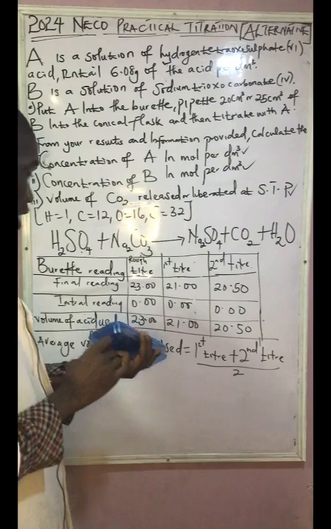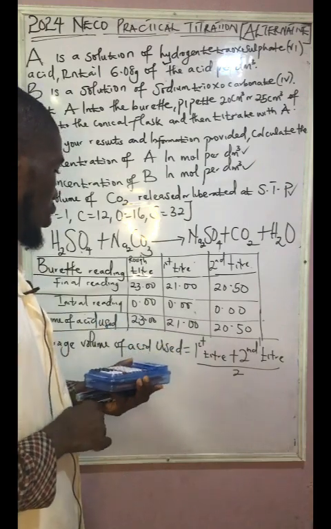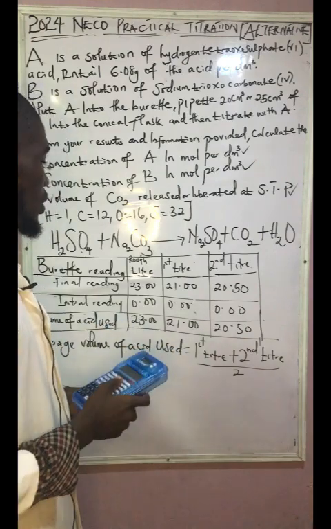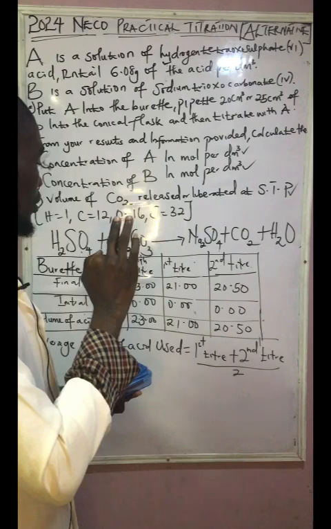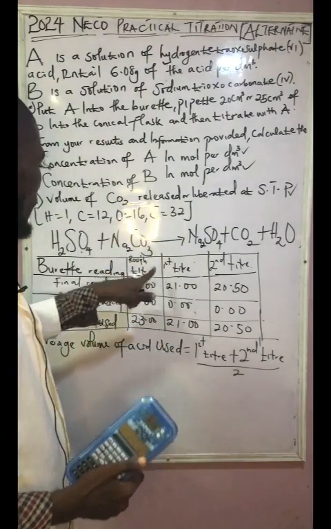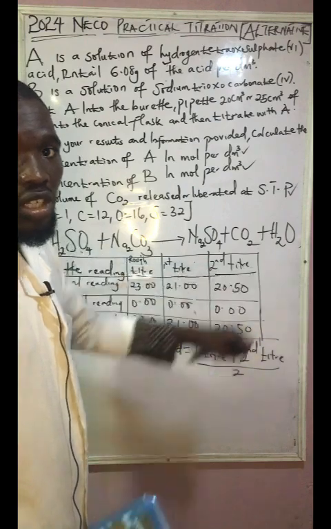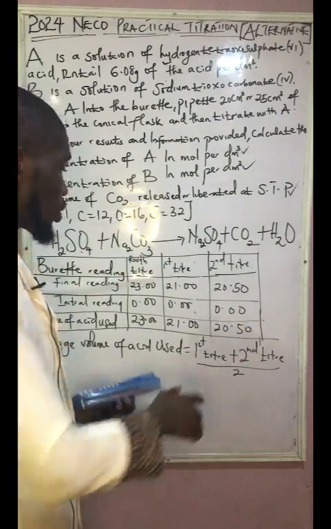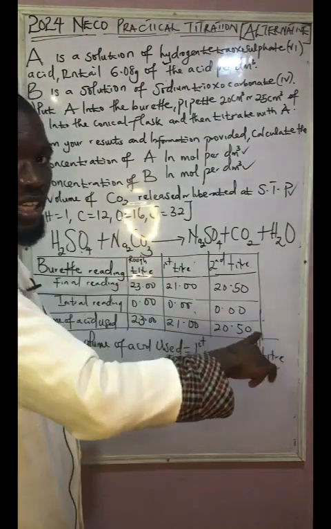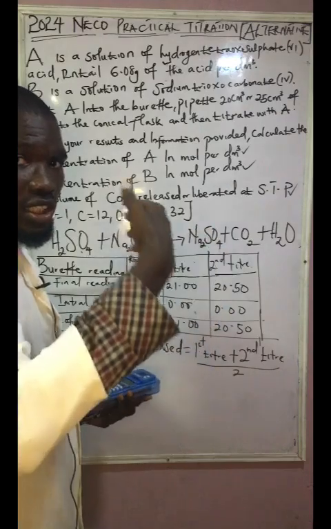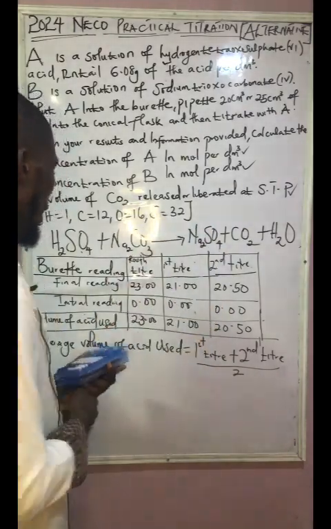But if your teacher or tutor tells you to make use of 3 titer values, that will be the rough titer first, second, and then the third titer value. Then you divide everything by 3 instead of using 2. So with that, let's go.